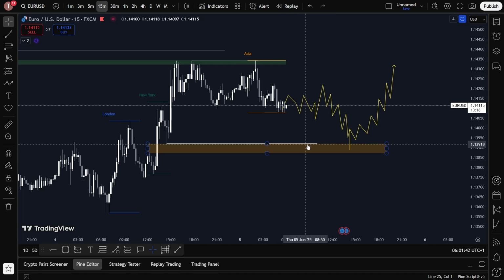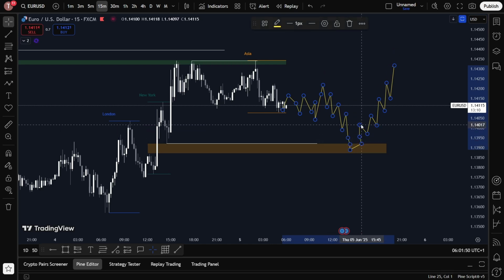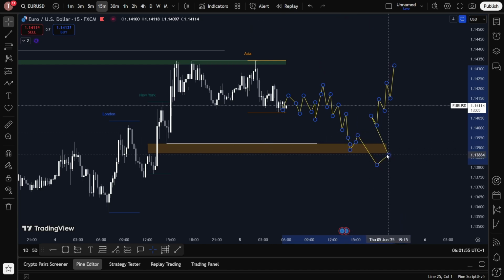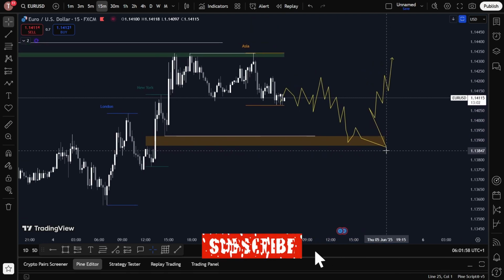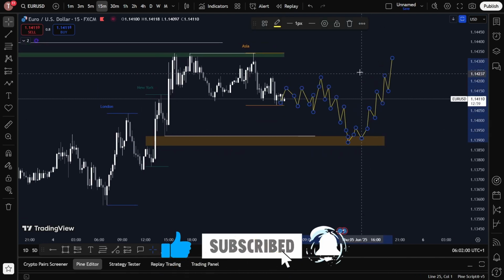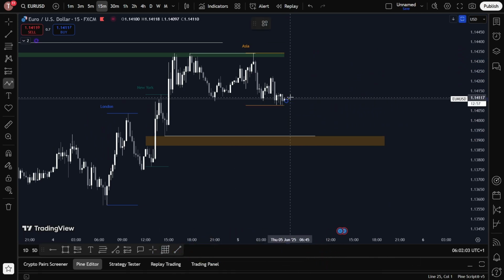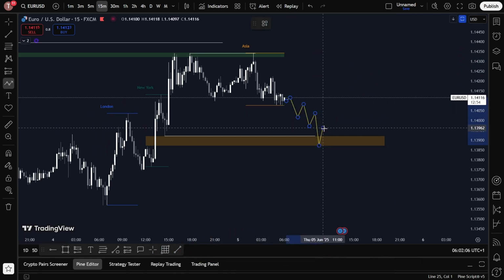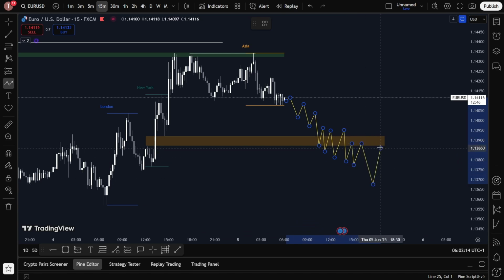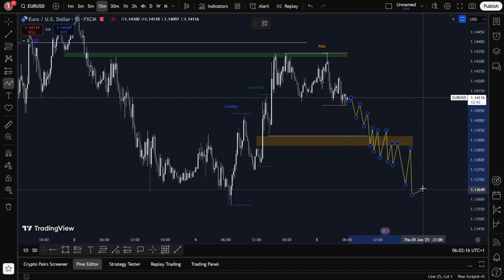And if we get a close below the structure, then most likely this whole move will be bearish after this. I'm going to mess this up. Let's delete it. So if we fail this structure and get a close below it, most likely this order block will be disrespected by the market and we are going to go all the way down, and this whole leg will be invalidated.